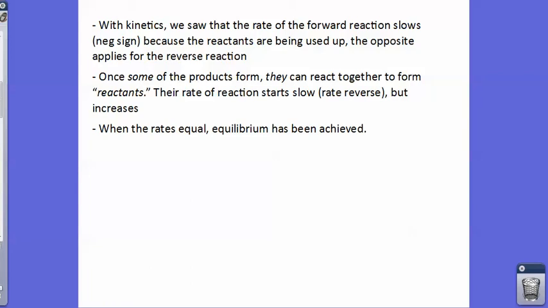Once some of the products form, they can start reacting together to form the reactants again. The rate of the reverse reaction starts slow, but it increases. Again, when the rates of the reactions are equal, equilibrium has been achieved. So it doesn't necessarily mean equal amounts of reactants and products.